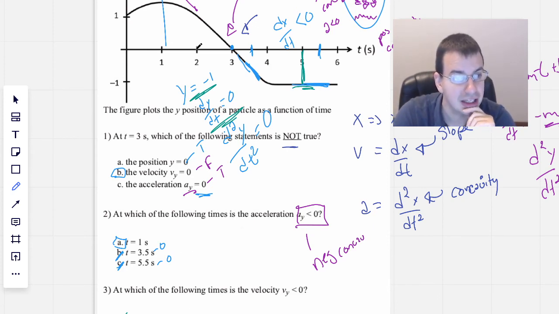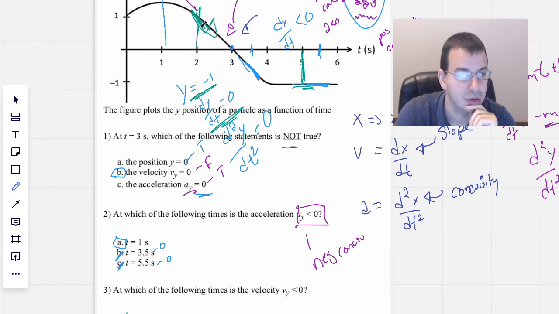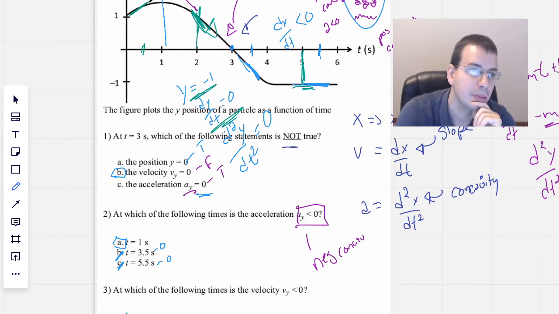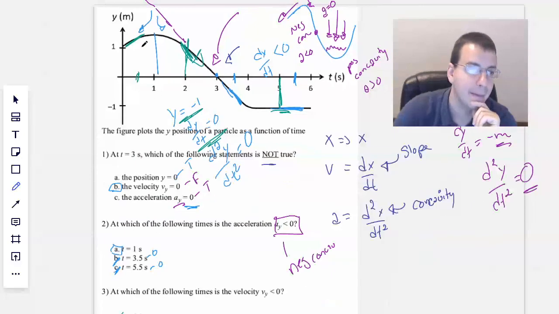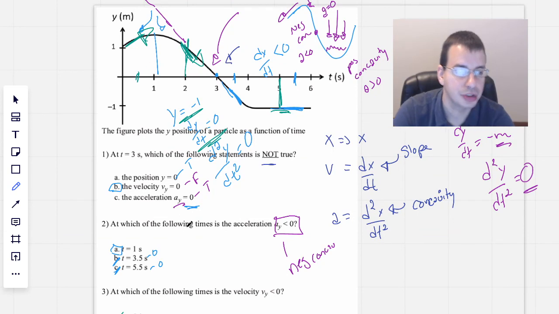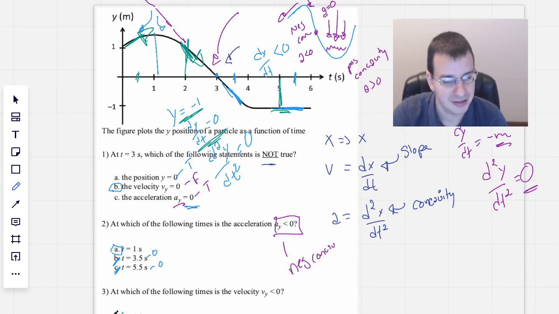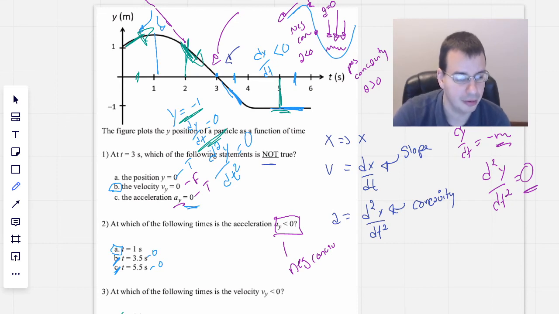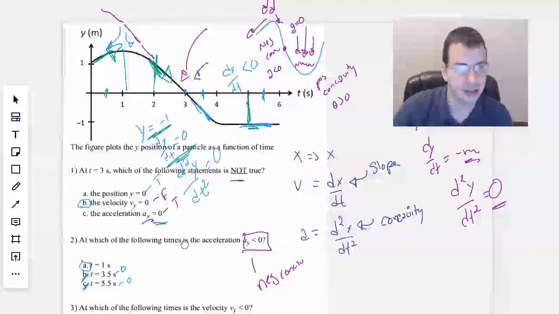t equals 2 seconds. So the slope here is downward. So the derivative of that with respect to time will be negative. So that's going to be true. This one will be a correct answer. t equals 0.5 seconds right here. Look at the slope here. The slope will be positive, which will mean that it will have a positive speed, a positive velocity. Positive is definitely not negative, therefore it will be the wrong answer. So B, t equals 2 seconds, will be the answer here.